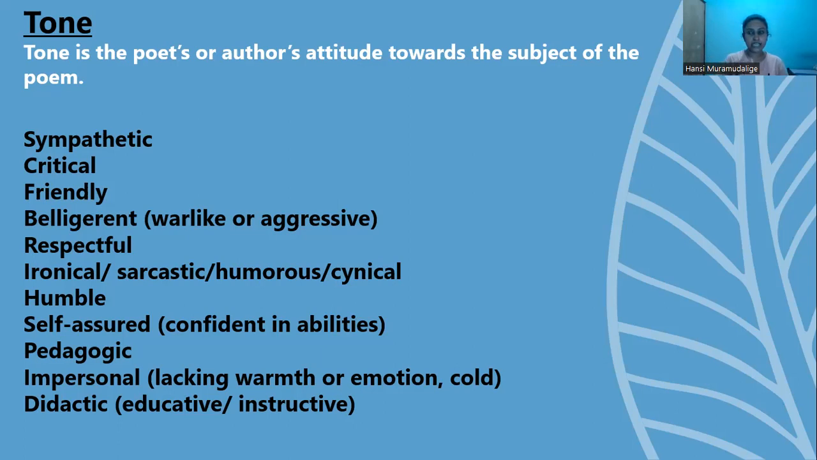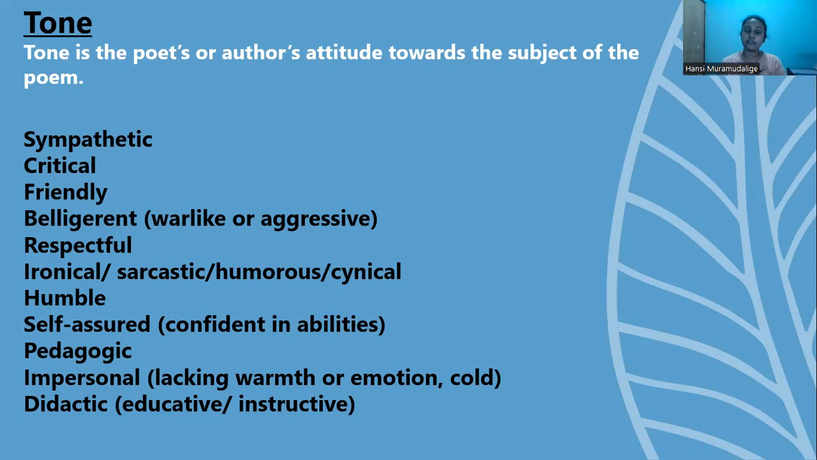Nature is really precious. We have to protect it. If he has that kind of attitude, how will he write? He will write about the positive thing. So when we talk about tone, we are finding out what type of an attitude the poet has about this subject.